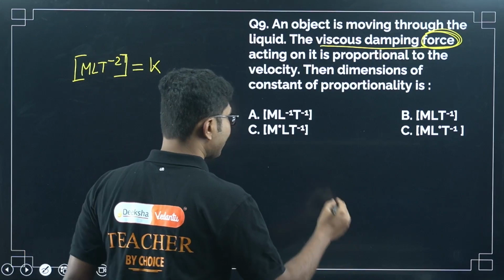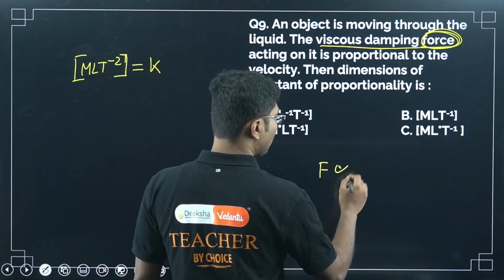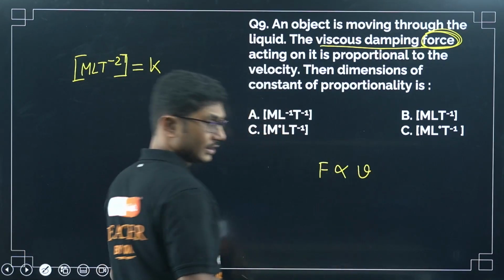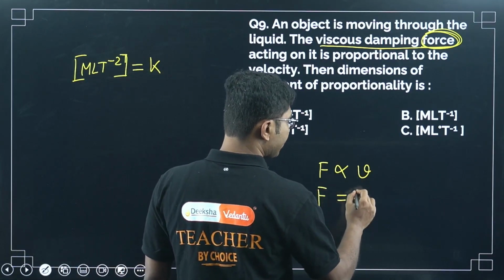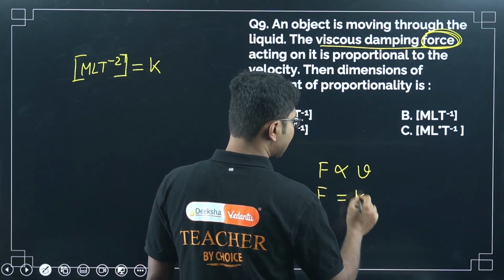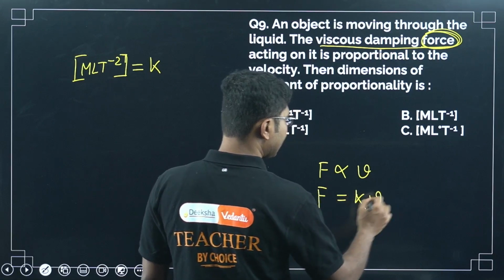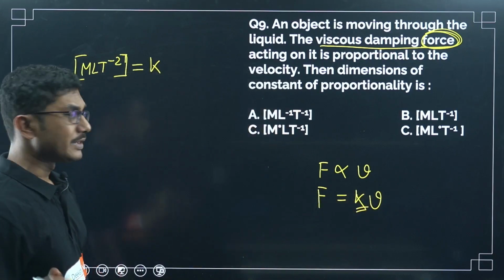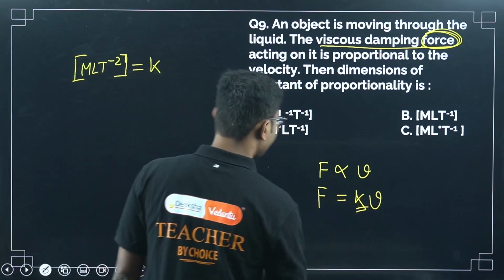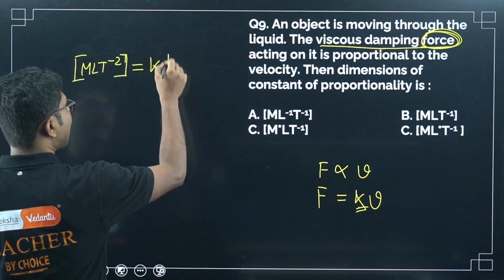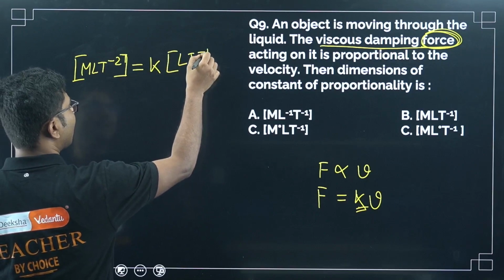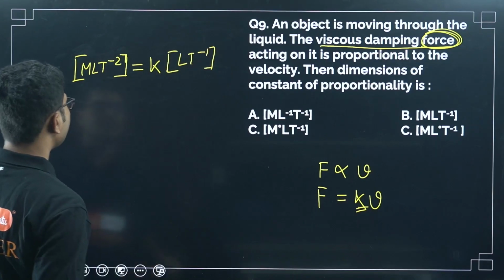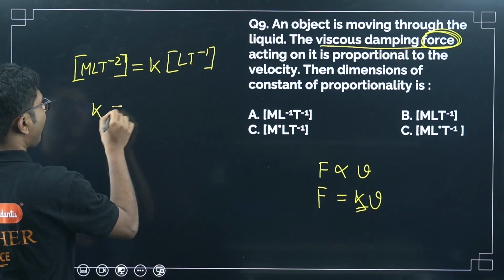So basically what the question says, the force is proportional to the velocity. If you remove the proportionality sign and write it as an equation, then there will be a proportionality constant. So they have asked you what is the dimension of this k. So what is the dimension of velocity? Velocity has LT^-1.